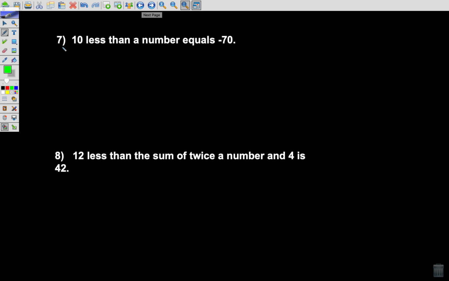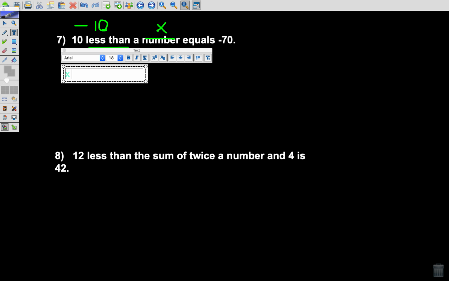All right. 10 less than a number equals negative 70. 10 less than. So that means I am subtracting 10. From what? I am subtracting it from x. So this is going to give me x minus 10 equals negative 70.